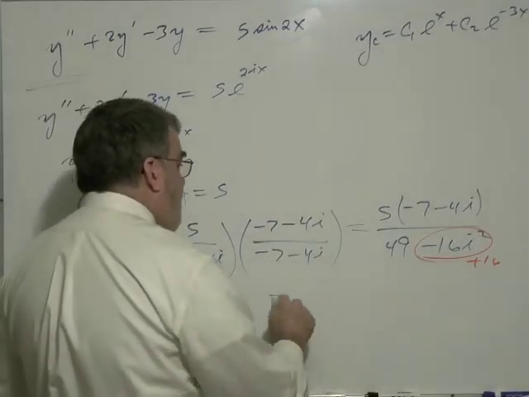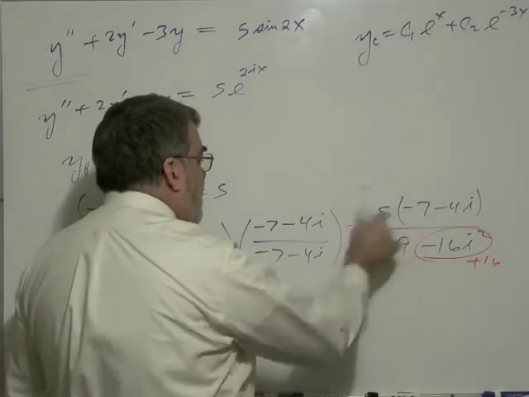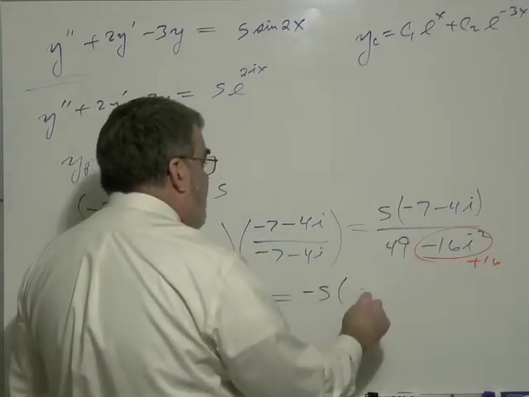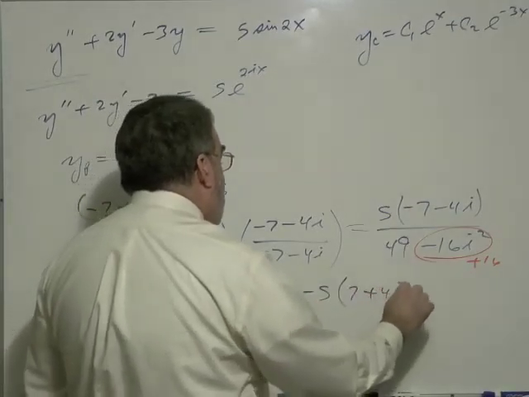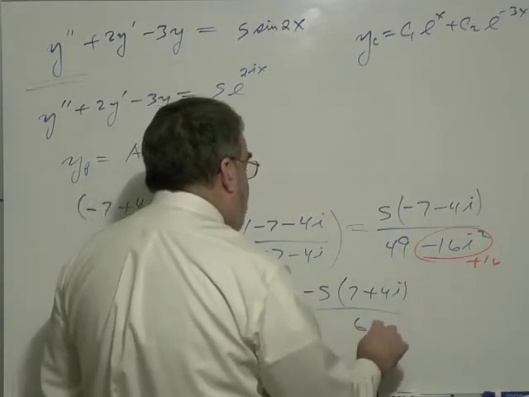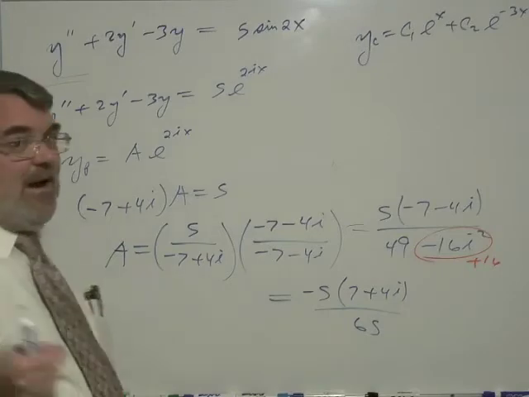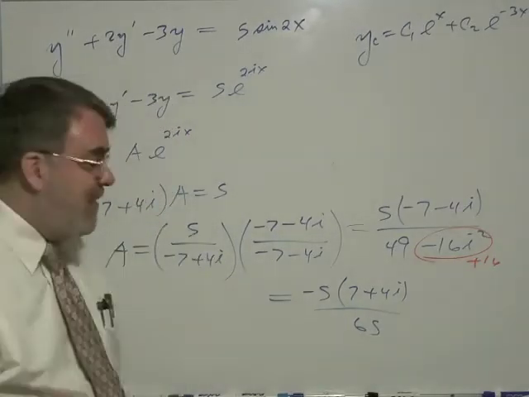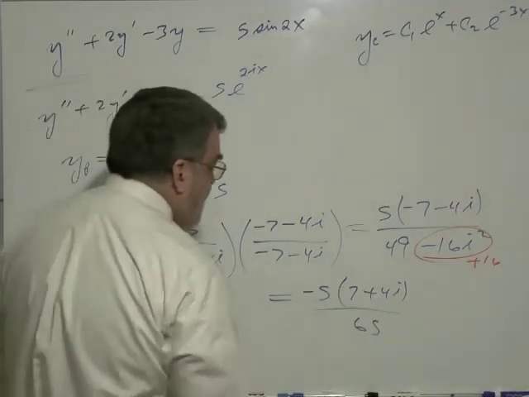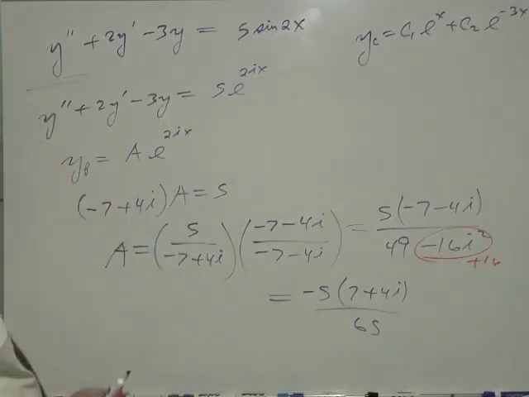So we end up with, and I'm going to factor the negative out, minus 5 parentheses 7 plus 4i over 65. So if you remember the solution from the last video, it's probably starting to look kind of familiar here because we have 65s and 7s and 4s.